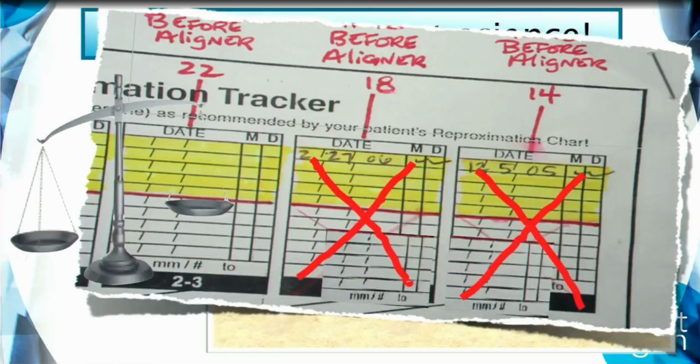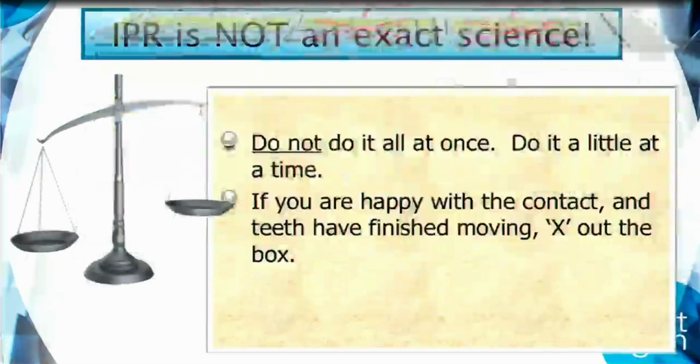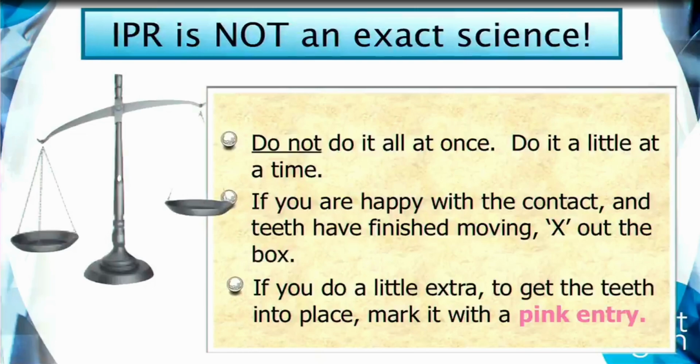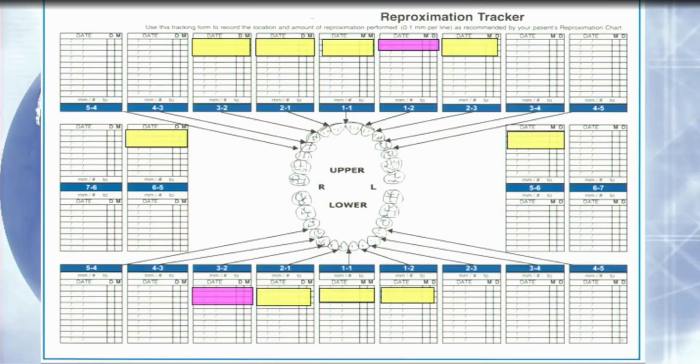I would have been wrestling with open contacts for years to come. Okay, so if you do a little extra, that is to say more than the ClinCheck called for, then I put it in with a pink entry. In other words, I didn't have to do any here. I mean, I wasn't supposed to do any, but I had to do some. So I added that in, and I did a little bit more than was needed.